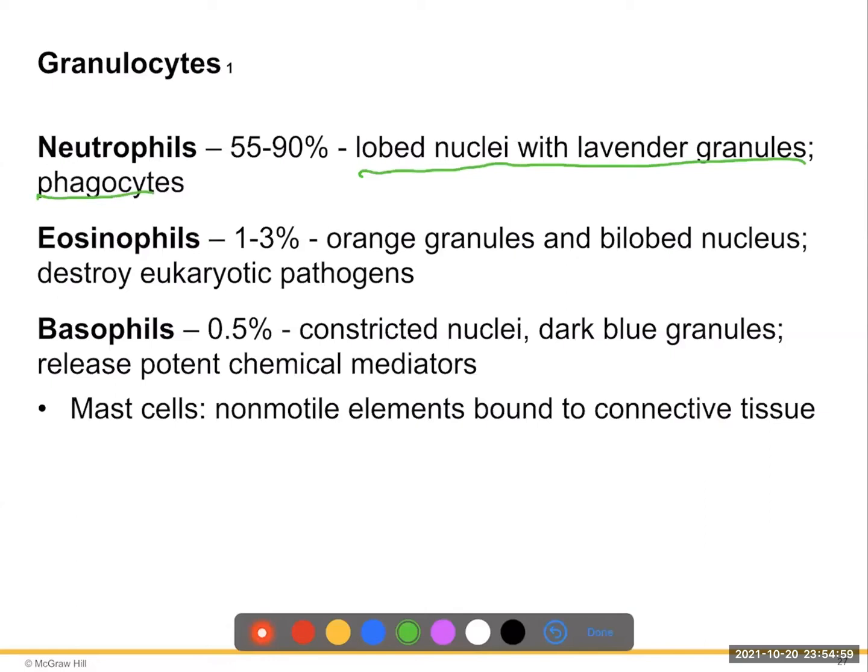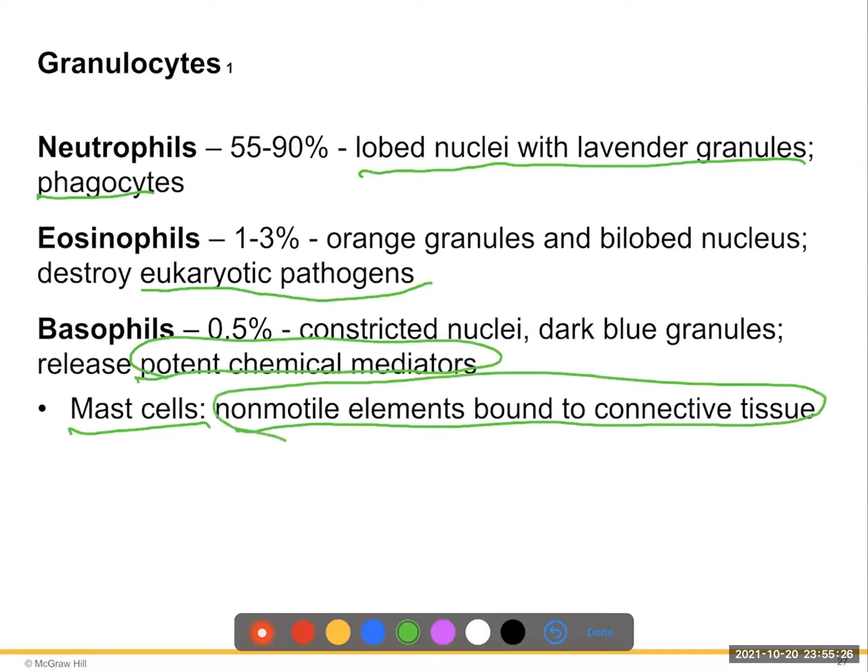Eosinophils make up 1 to 3% of the white blood cells. They have orange granules, bilobed nuclei, and they destroy eukaryotic pathogens. Basophils make up about 0.5%. They have constricted nuclei and dark blue granules. They release potent chemical mediators that destroy pathogens. And from the basophils, we have mast cells, which are non-mobile elements found in connective tissue.